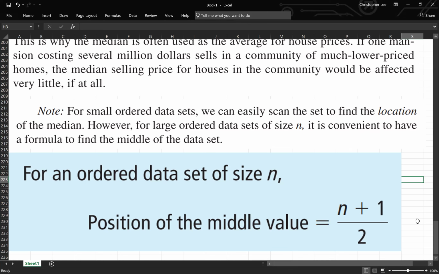I know it's the 28th number. So all I got to do is count it off, after everything is in order. One, two, three, four. Okay, 28. Boom. Whatever that number is, that's my median. That's all this is saying.